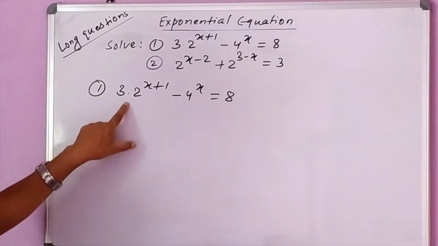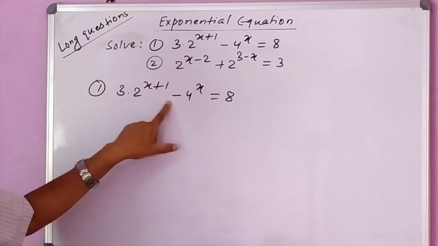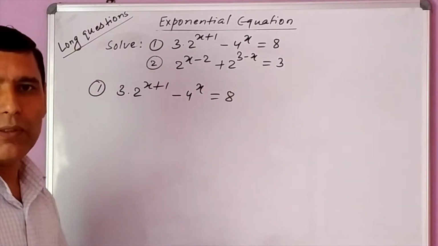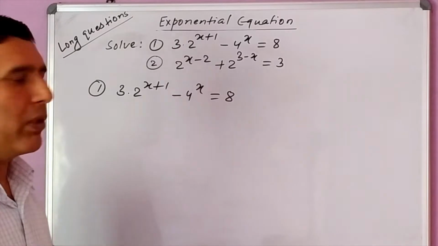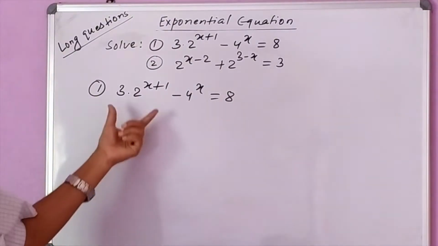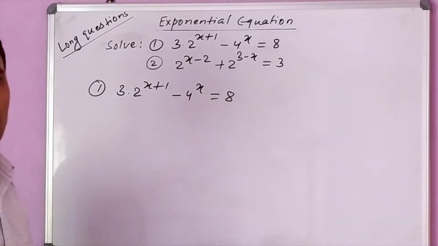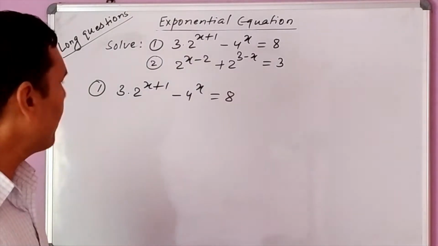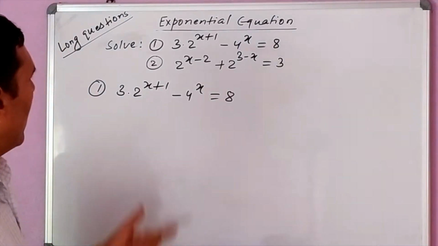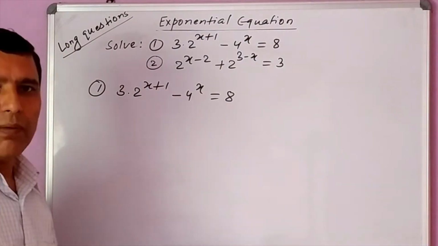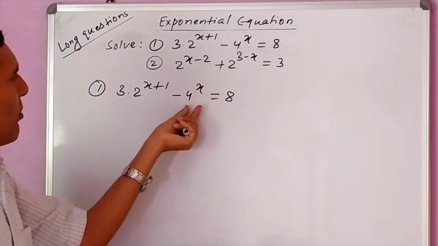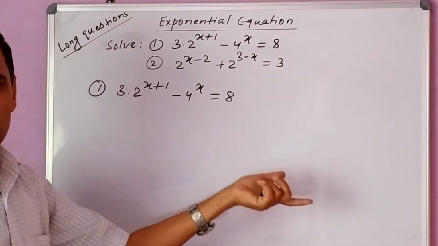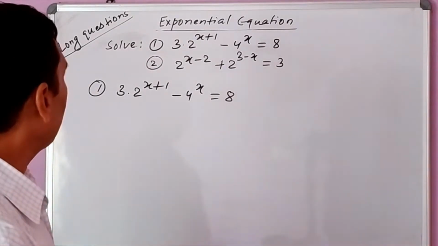Question number 1: 3 into 2 to the power x plus 1 minus 4 to the power x is equal to 8. Now, how to solve this equation? How to get the value of x here? We cannot get the value of x directly. Here we have to simplify. We have to convert this into an easy form. It is possible by supposing 2 to the power x is equal to something, a, b or p.